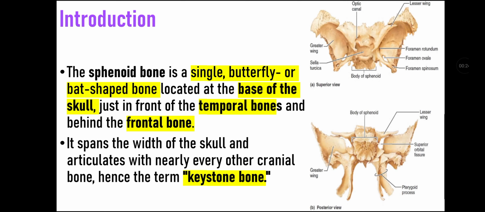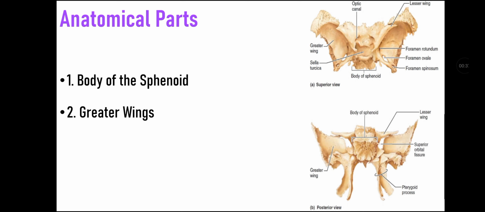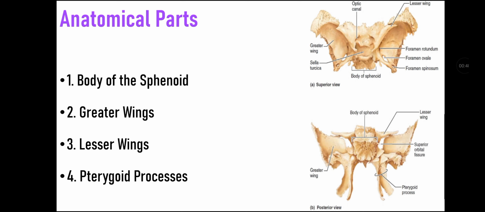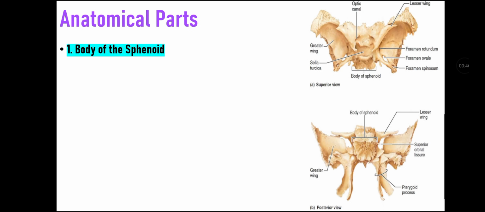It spans the width of skull and articulates with nearly every other cranial bone, and that's the reason it is also called a keystone bone. Now let's talk about anatomical parts of sphenoid bone. It includes body of sphenoid, greater wing, lesser wing, and pterygoid processes. And now let's talk about these anatomical parts one by one. First we will talk about body of sphenoid.